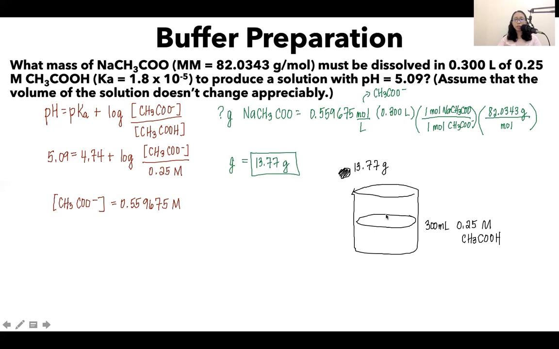So you dissolve this in this solution, you stir it until everything dissolves. Check the pH. Okay, so if it's exactly 5.09, then you're done. But if it's not, you again use hydrochloric acid or sodium hydroxide to adjust the pH until you reach your target value, which is 5.09.